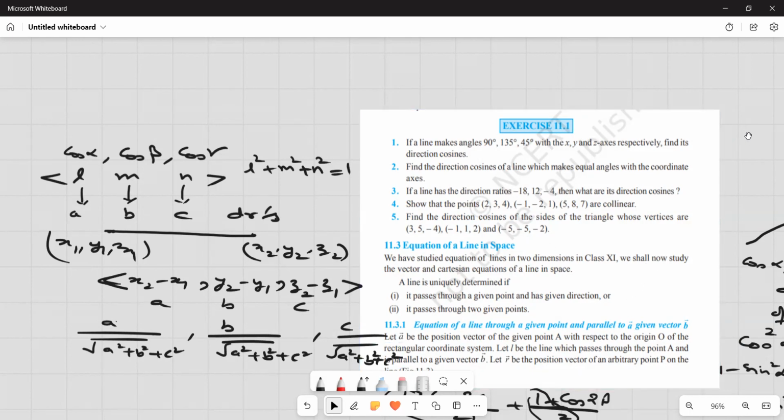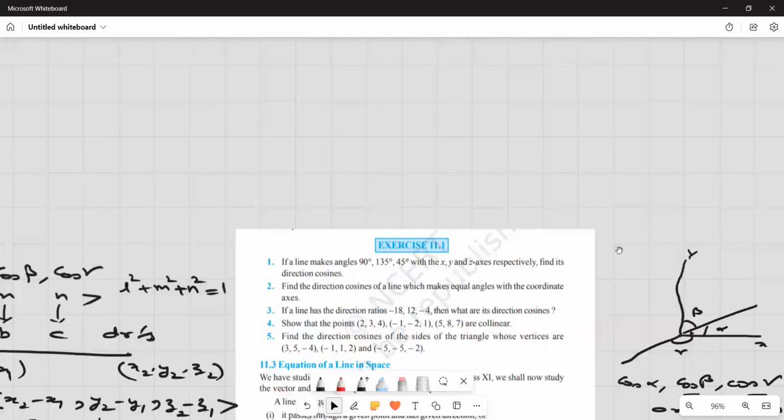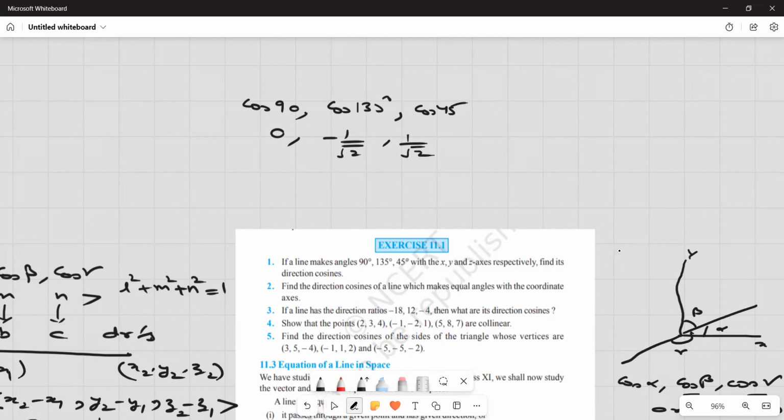First question is, if a line makes angles 90, 135 and 45 with the x, y, and z axis, what are the direction cosines? Cos alpha is cos 90, cos beta is cos 135, cos gamma is cos 45, right? So this will be 0. Cos 135 is in the second quadrant, so it will be negative, 1 by root 2 minus, and this will be 1 by root 2. These are the direction cosines of this line.